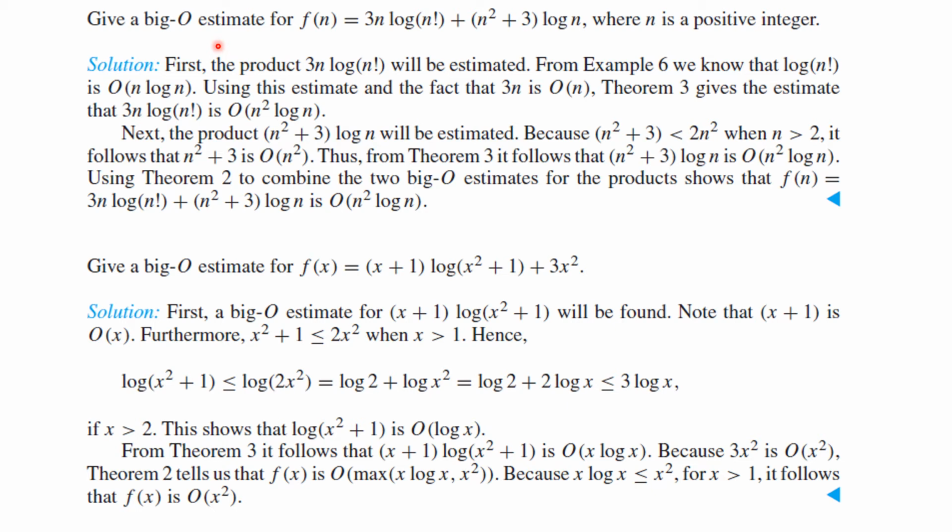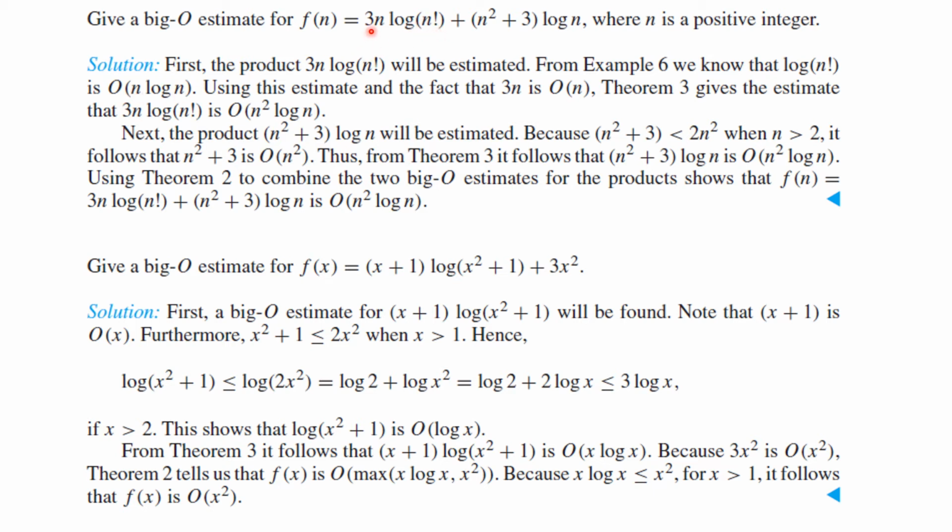Okay, so suppose I ask you to give me a big O estimate for f of n equals 3 to the n times the log of n factorial, plus n squared plus 3 times log of n, where n is a positive integer. We're going to do this term by term. So looking at the first one, we have a product. And so what happens is that the logarithm of n factorial is big O of n log n. So this is big O of n log n.